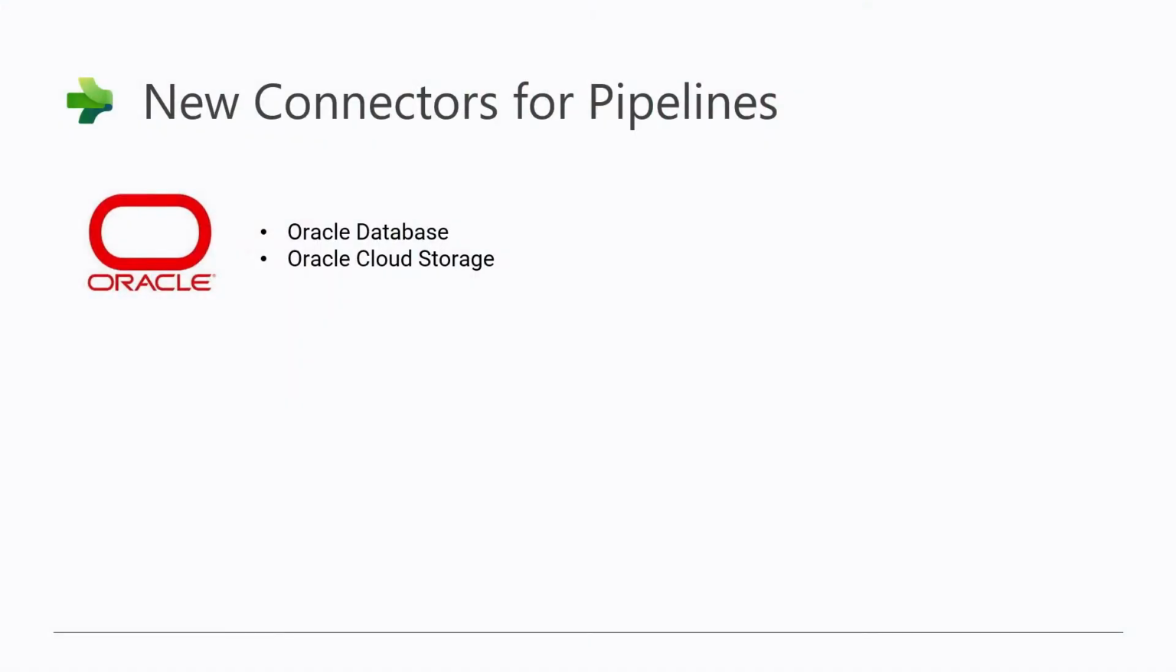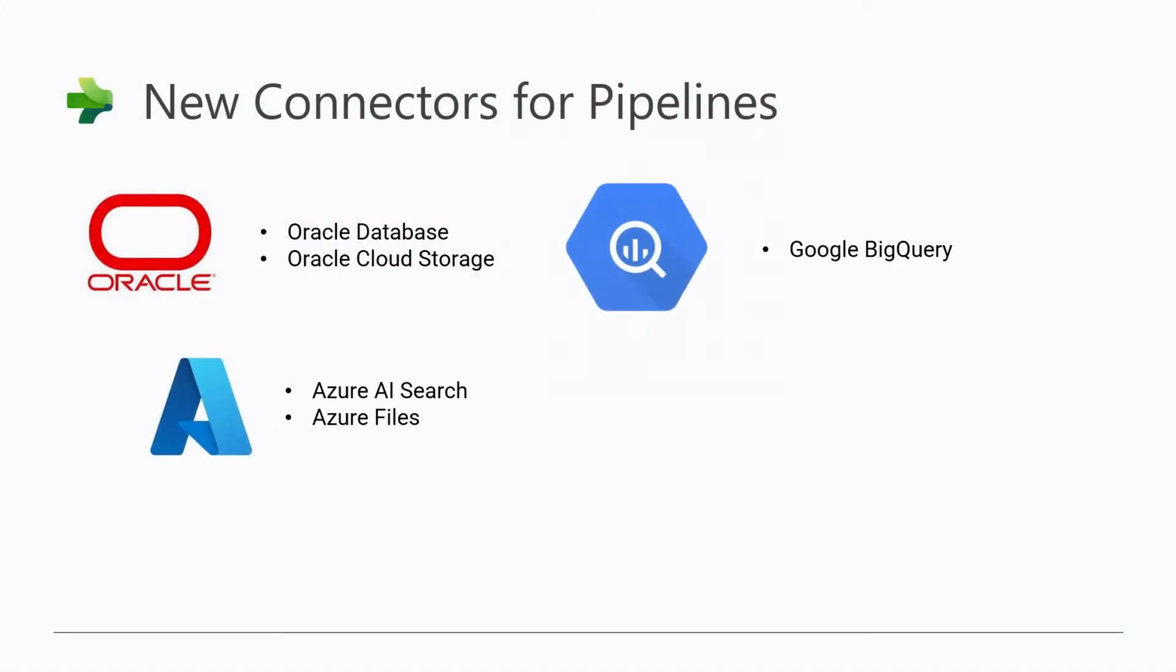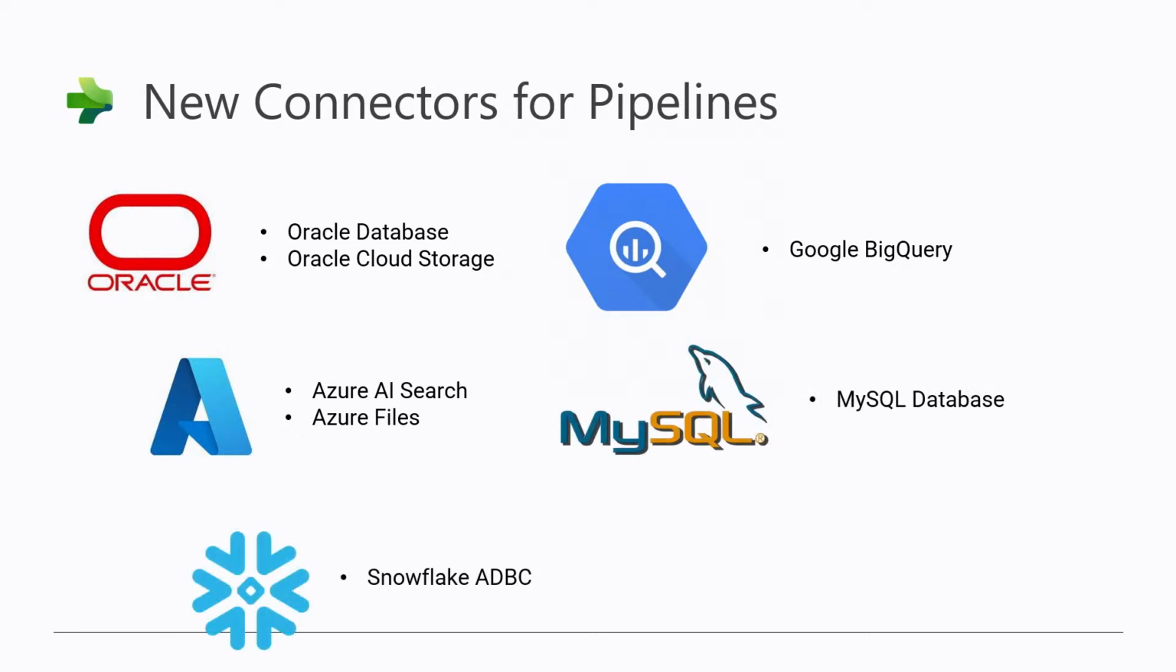So after that, we also have new connectors for pipelines in Data Factory. Oracle is one now. Google BigQuery, some Azure, MySQL, Snowflake, and Dynamics. For Oracle, we have Oracle Database and Oracle Cloud Storage. For Google, we have Google BigQuery. So if you already have a big data estate in Google BigQuery, you can definitely now link that into Fabric and start analyzing that data in Power BI or in some of the other tools.